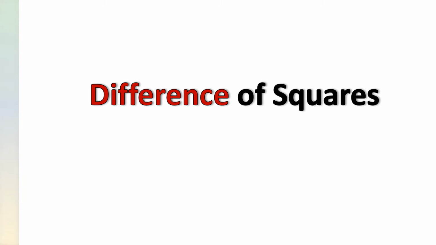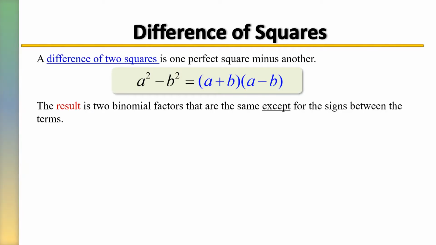A difference of squares. A difference of squares is one perfect square minus another. So here we have a squared minus b squared. Both of those are what you call perfect squares, because if you take the square root of a squared, that's a. The square root of b squared is b.